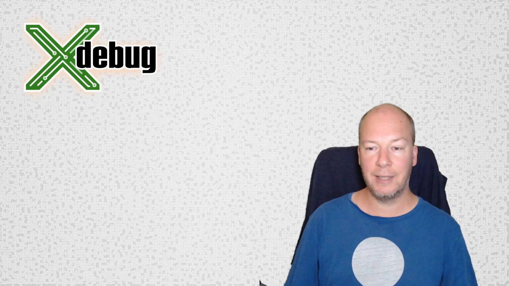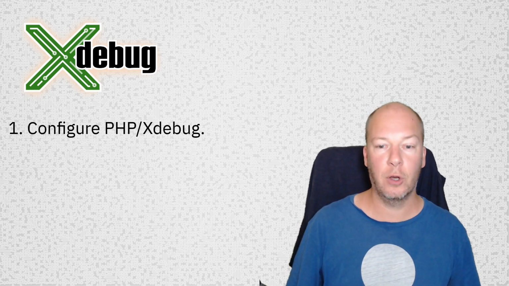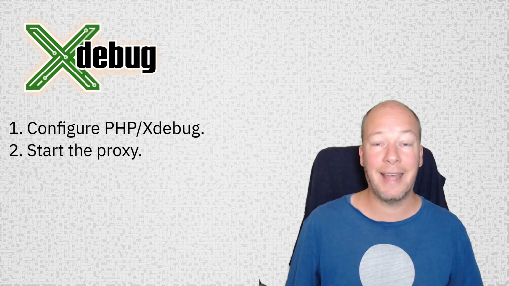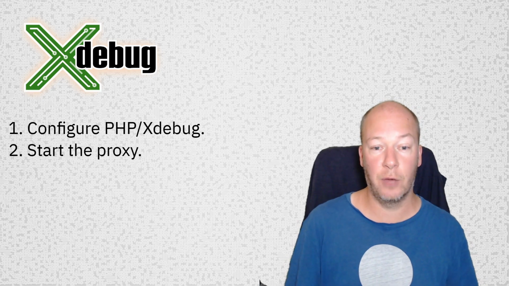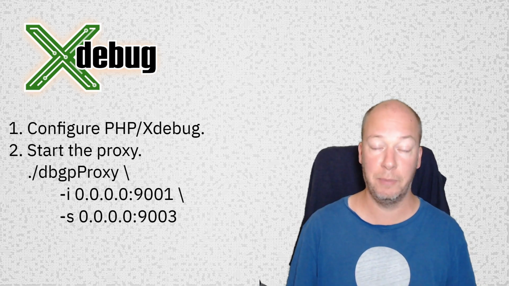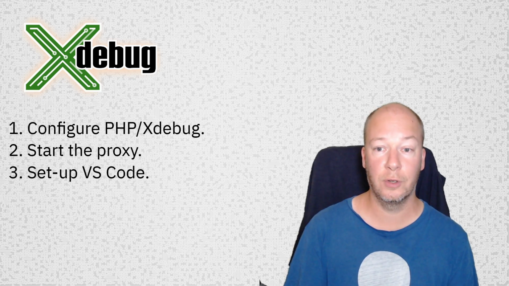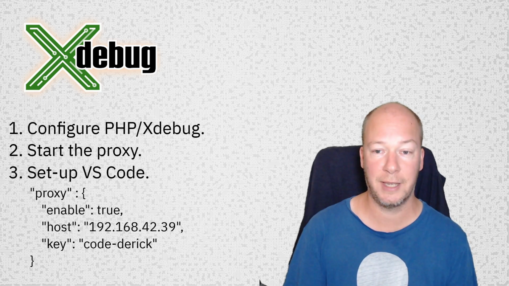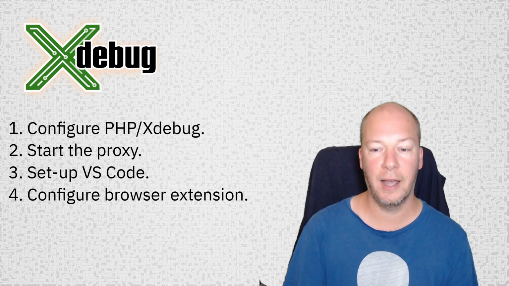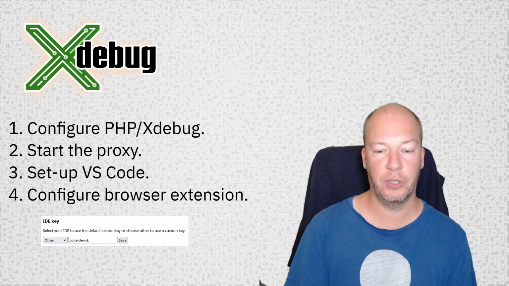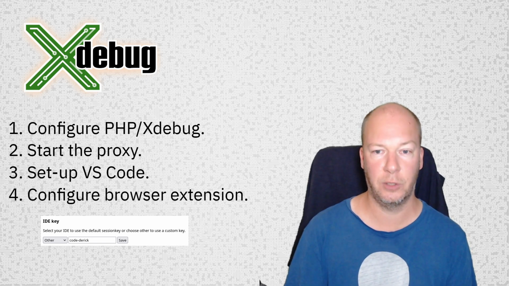To recap, we had to do 4 different things to make this work. First was to configure Xdebug on the development server to set client host to the IP address of the proxy and enable the debugger. Then I had to start the proxy itself on our firewall, which I did with the DBGp Proxy command. Thirdly, I had to instruct VS Code to connect to the proxy server by setting up the proxy key. And lastly, I had to configure my chosen IDE key in my browser extension so that the proxy knows where to forward my debugging requests to.